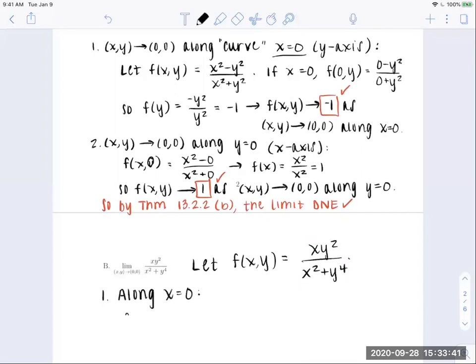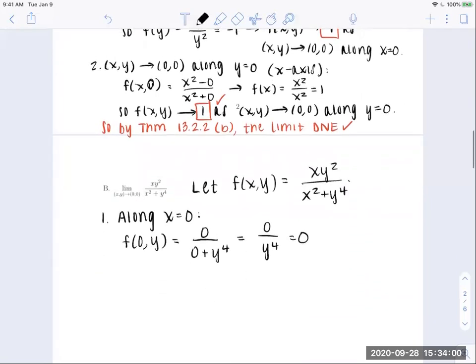So that's going to give me f of 0 comma y, which is going to be 0 over 0 plus y to the 4th. So this is 0 over y to the 4th, which is 0. So this function zeroed out, and that tells me that f of xy is approaching 0 as xy is approaching 0, 0 along x equals 0.